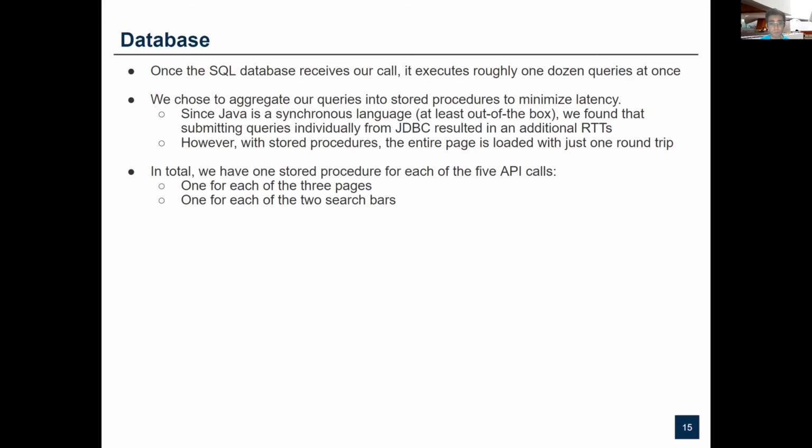And so with these stored procedures, there are 5 major API calls. And so we have one procedure for each one. 3 of these correspond to the 3 main pages for investments, investors, and the consensus page. And the other 2 correspond with the search bars on the investments and investors pages.